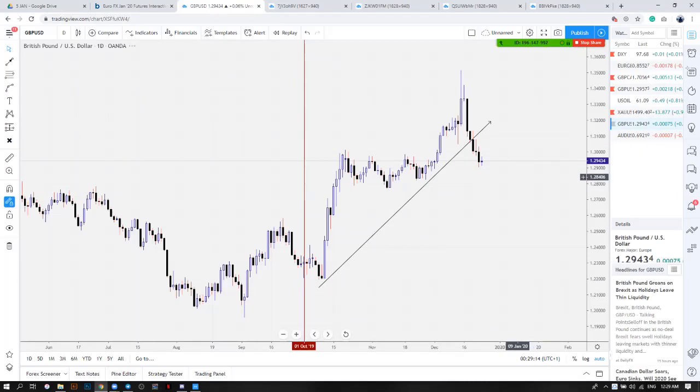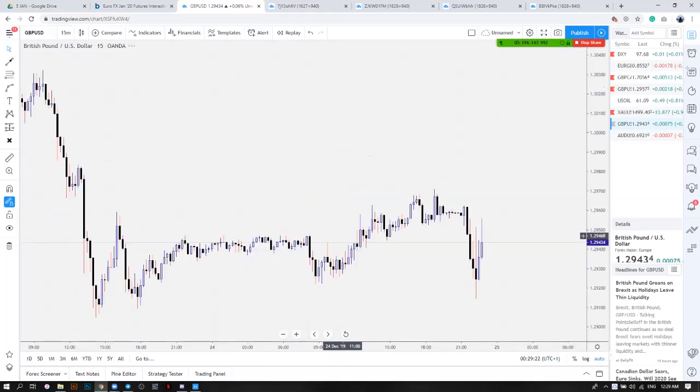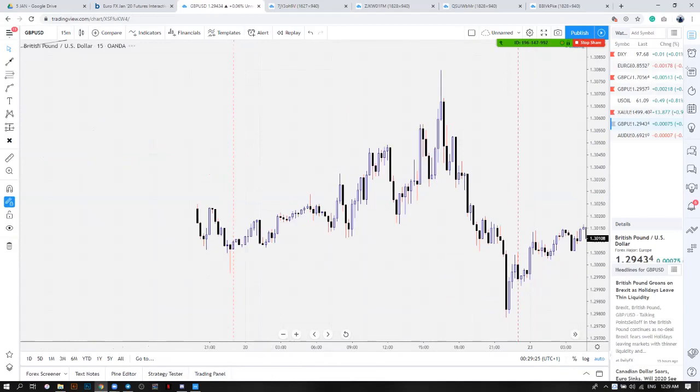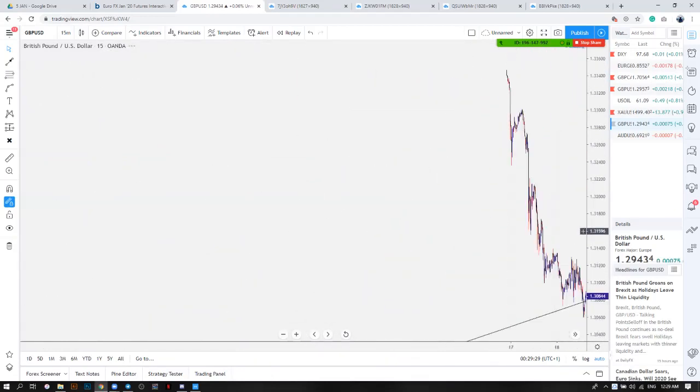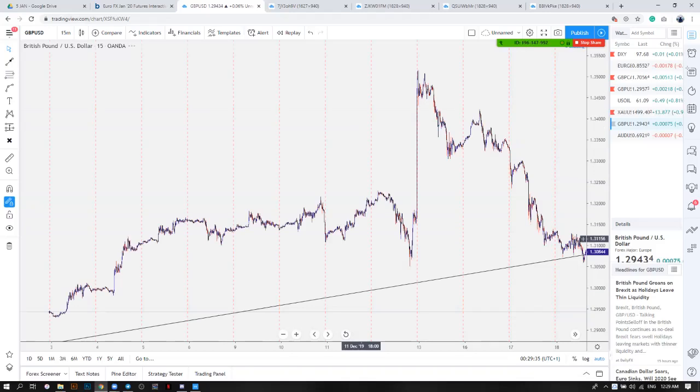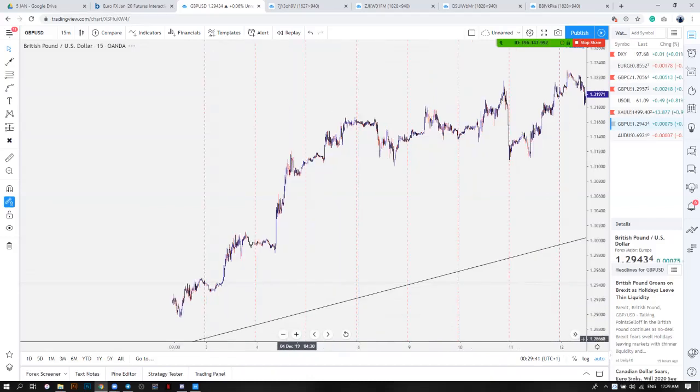Let's look at when the majority of the move occurred on GBP USD. So now, this was an uptrend. So if we are in an uptrend on pound US dollar, we're going to look to buy GBP USD between 8 a.m. to 10 a.m. my own time zone. So 8 a.m. to 10 a.m. my time zone.